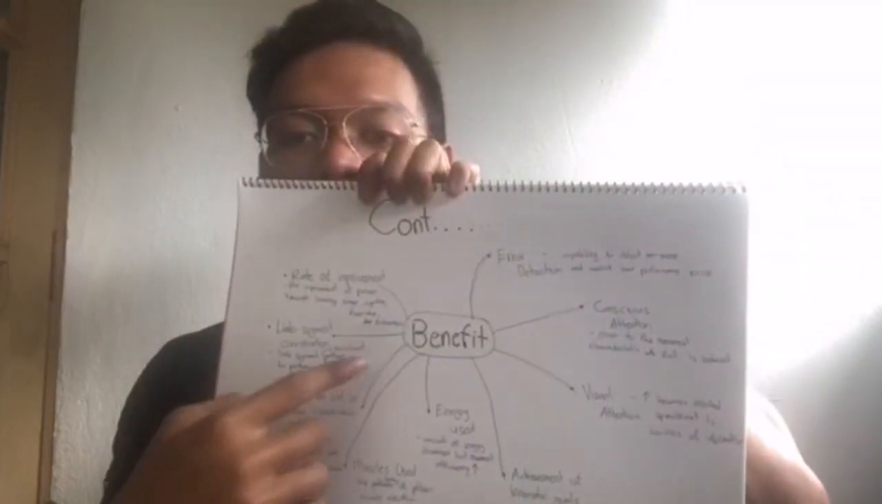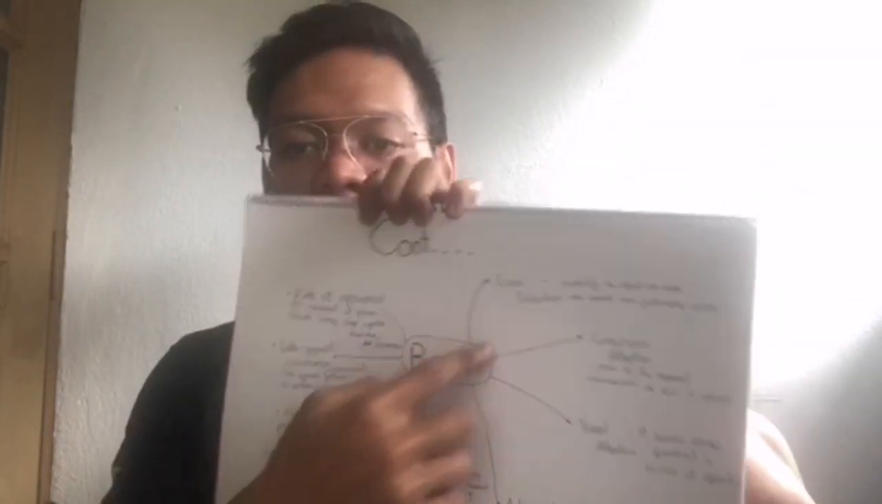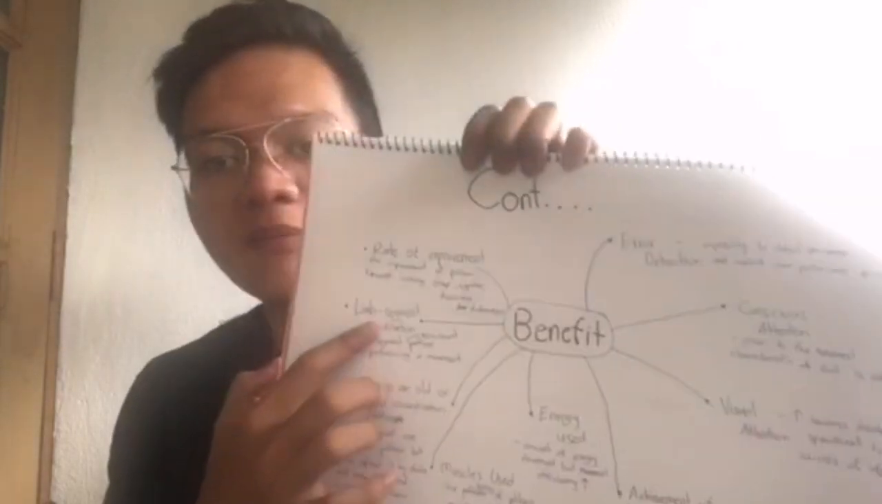Okay guys, I will continue with the benefits of the characteristics. There are nine points. The first is rate of improvement, the improvement of a person through the learning stages: cognitive, associative, and last, autonomous. The second is limb segment coordination, or limb segment pattern, for equipment in performing a movement.